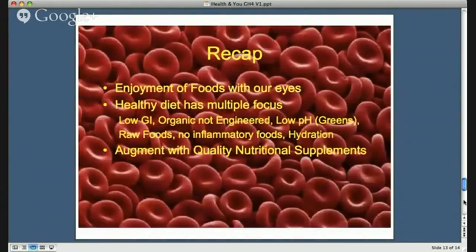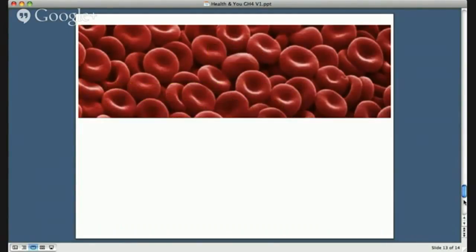So just to recap, so enjoyment of foods is critical. The health of the diet involves low GI, organic, non-engineered food, low pH, raw foods, no inflammatory foods, and good hydration, augmented with nutritional supplements.